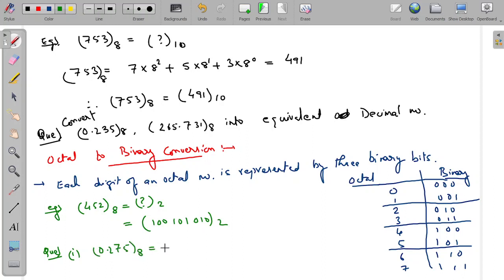0.275 is equal to what in binary? You can have 746.421 in binary. You can also do this conversion by different methods, but this is one of the most straightforward methods. For the fractional part also, you can replace just by its equivalent binary numbers, to perform this conversion directly from octal to binary.